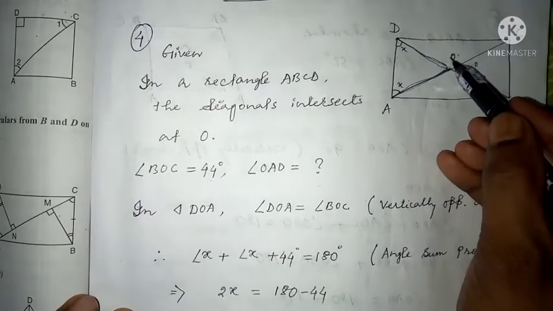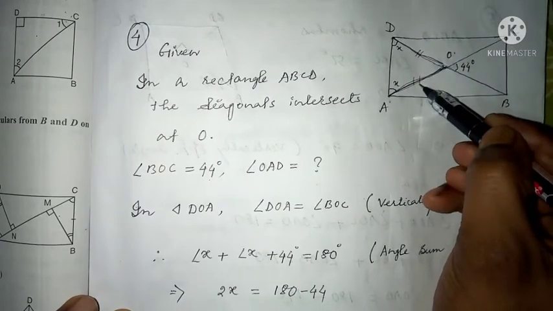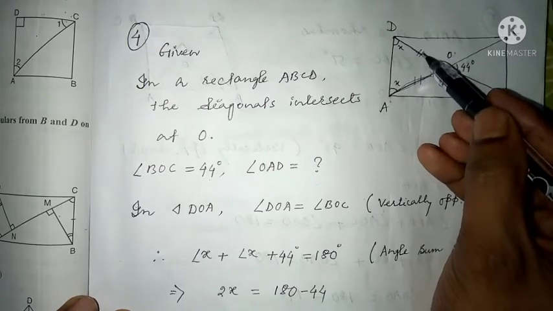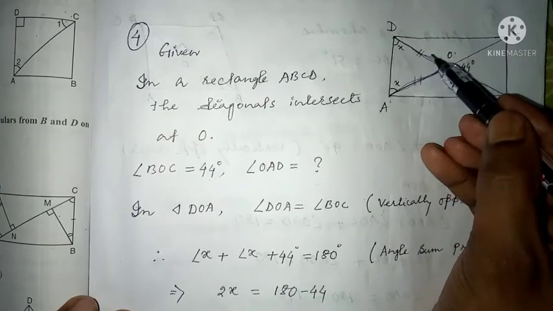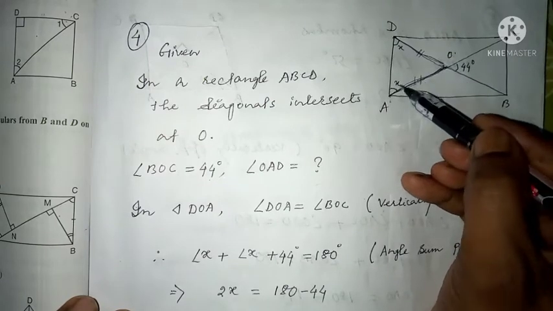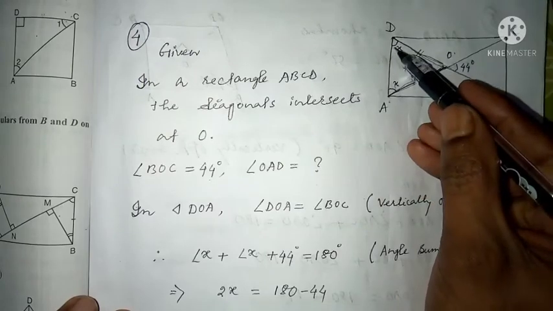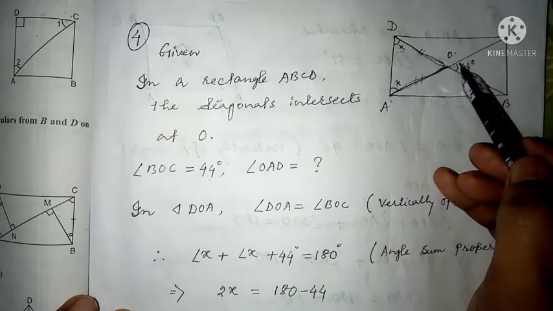Now if we consider triangle OAD, this side is equal to this side. In any triangle, if one pair of sides is equal, that means it is an isosceles triangle. When this is an isosceles triangle, the base angles will be equal. If one is x, another must be how much? That is x. Again, this is 44 degrees.